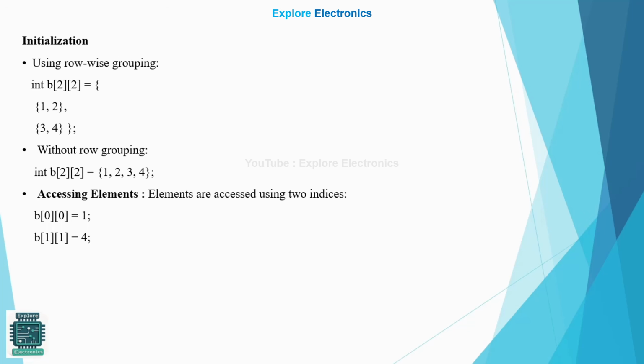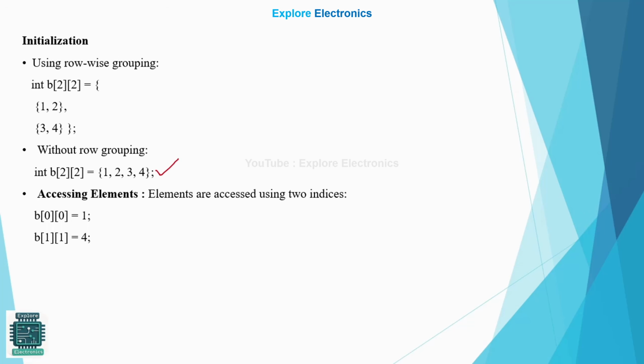2D initialization using row-wise grouping. See B of 2 and 2. I have initialized with 1, 2 and 3, values without row grouping. Here C have grouped, right? 1, 2 and 3, 4. I have used again curly braces inside curly braces. Now I don't want that. Like that also we can initialize. In this way we can initialize.